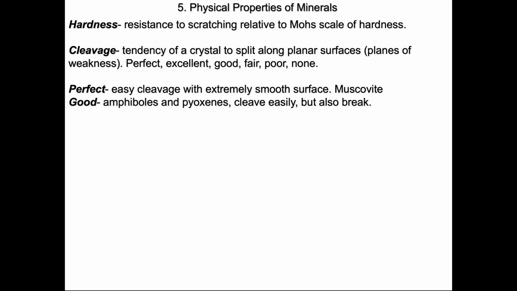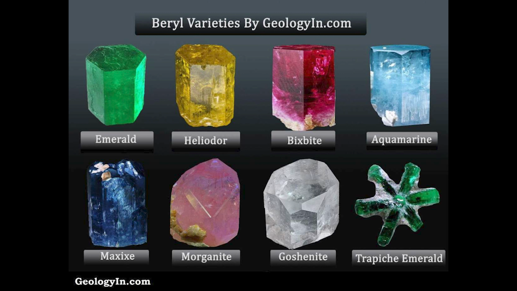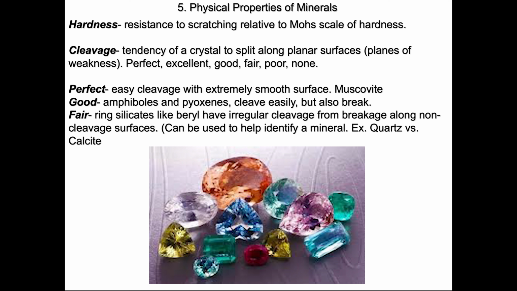Good cleavage. This is what you would observe in an amphibole and a pyroxene, like hornblende and enstatite. They're going to cleave easily, but they can also be broken. Fair cleavage. This is observed in ring silicates like the mineral beryl. Beryl is going to display irregular cleavage from breakage along non-cleavage surfaces.